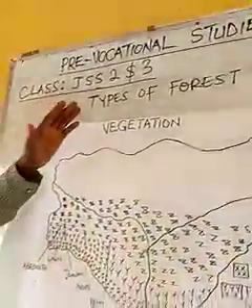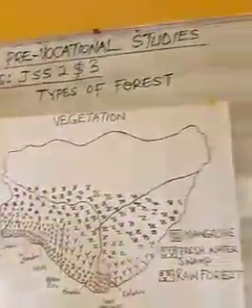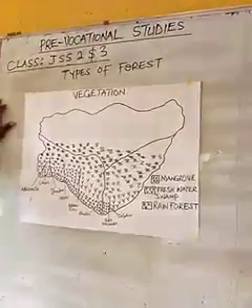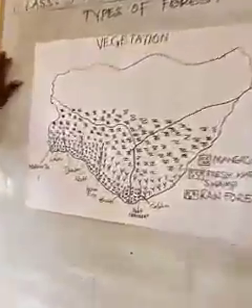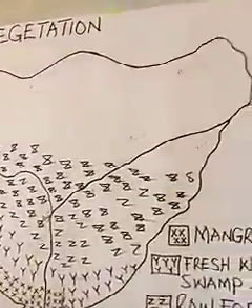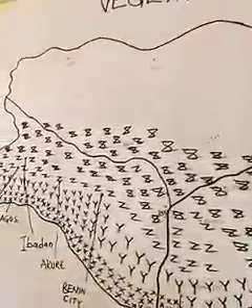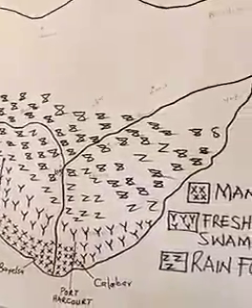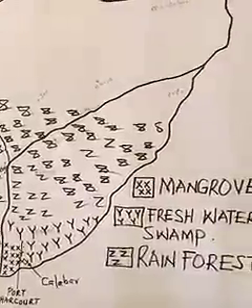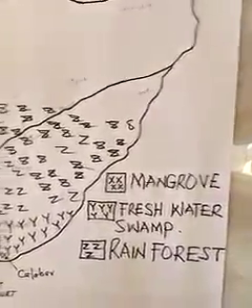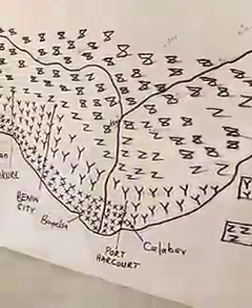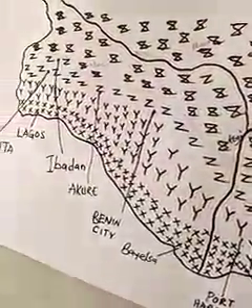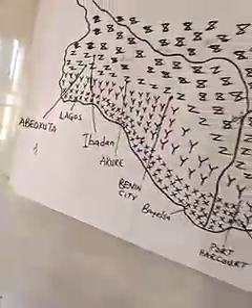This is the continuation of our previous classes, which is on forest, types of forest. We want to look at types of forest. In our last class, we talked about the two main types of forest, which is deciduous forest and evergreen forest.